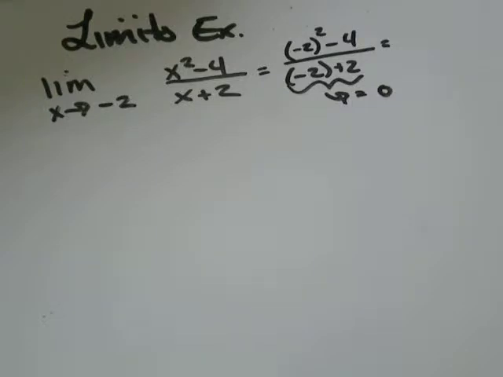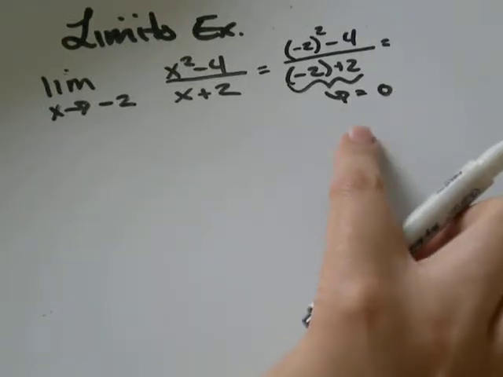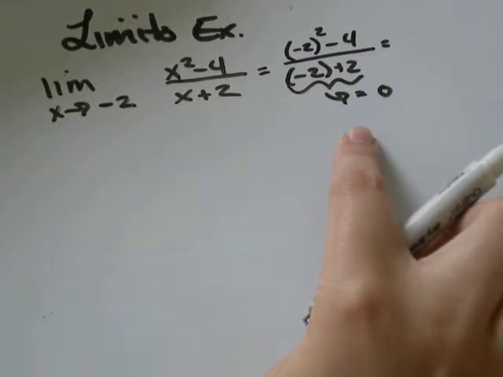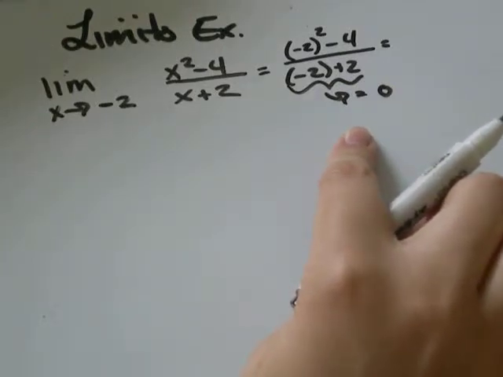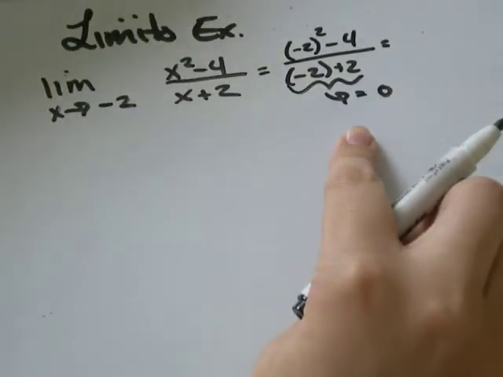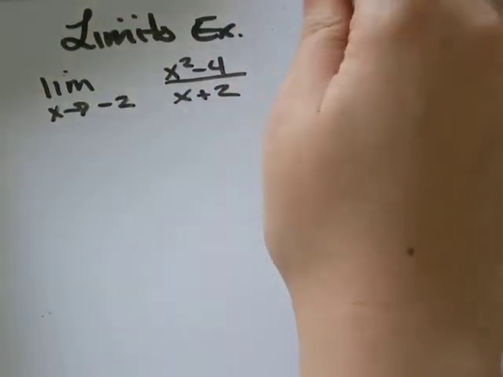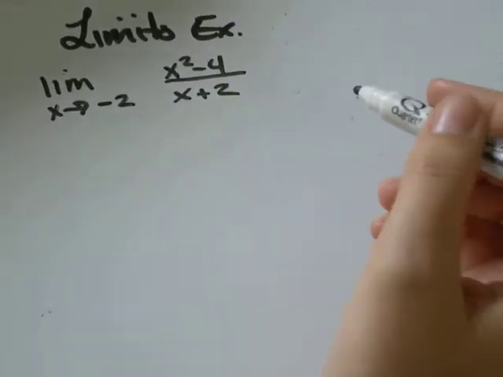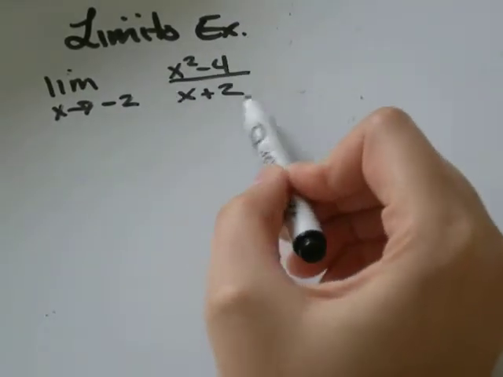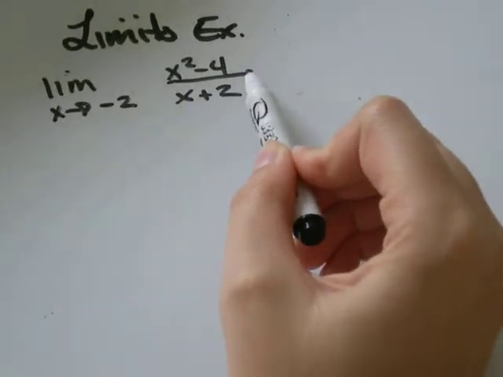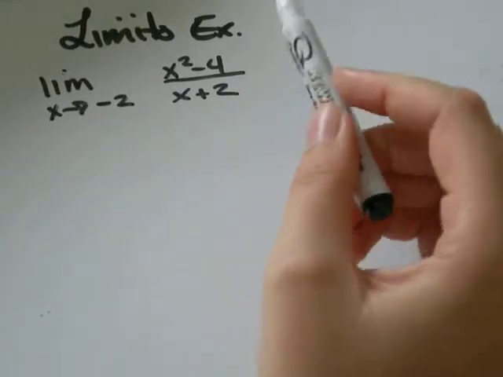So we need to think of a different way to do this question, because this isn't going to work for us. We don't want 0 on the bottom. This limit does have an answer, and the answer doesn't involve dividing by 0. So I'm going to erase this. Okay, so maybe we'll try and simplify our x terms first.